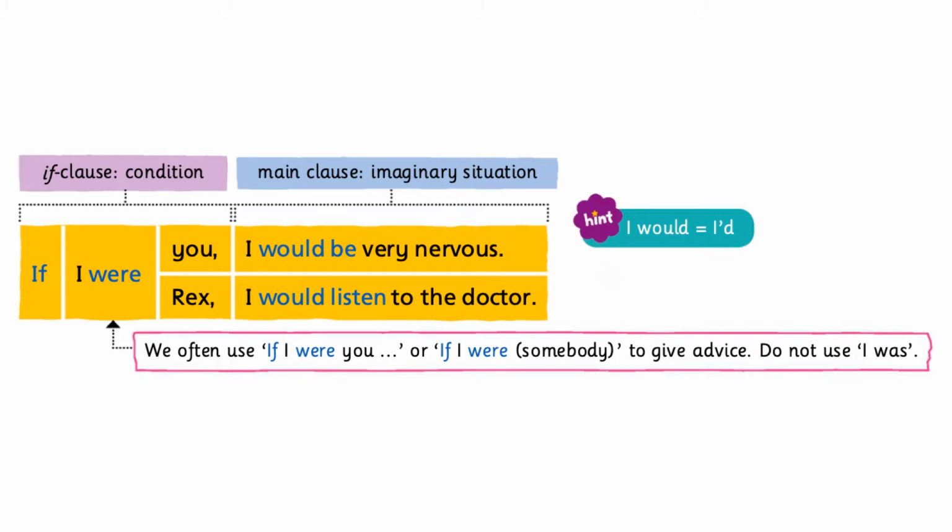To talk about imaginary situations, we use the simple past tense. In the if clause, we often use if I were you or if I were somebody to give advice. Do not use if I was. In the main clause, we use would instead of will. Look at the hint box here. I'd is the short form for I would.